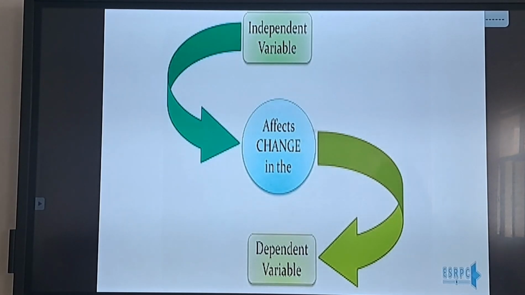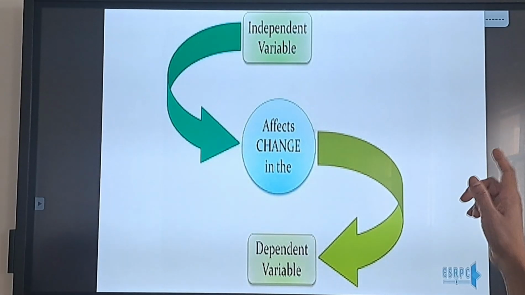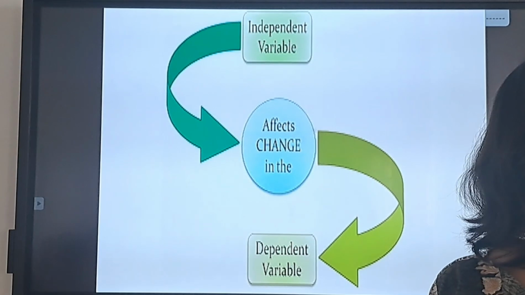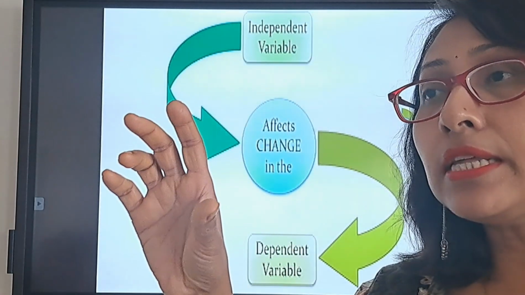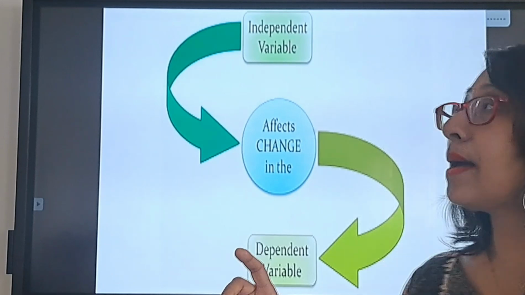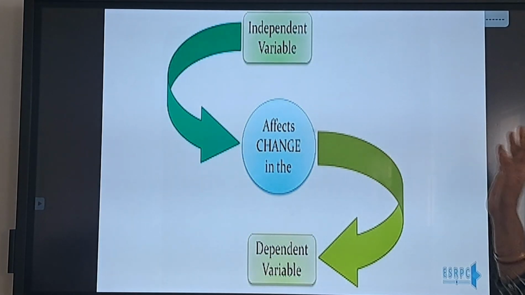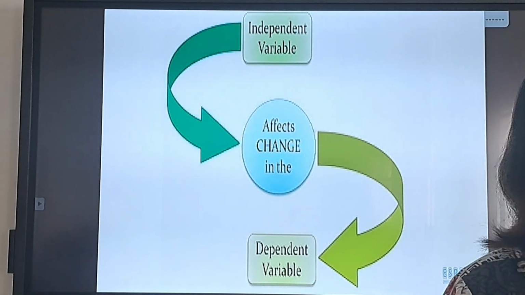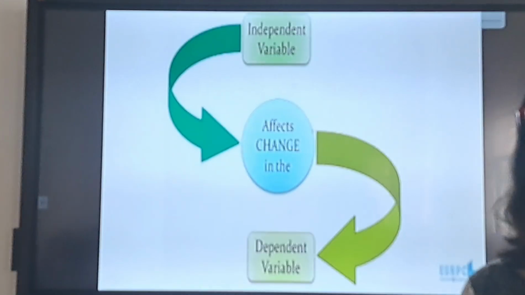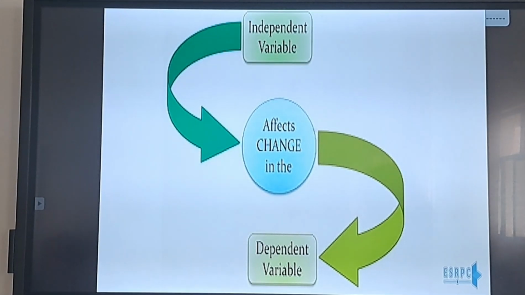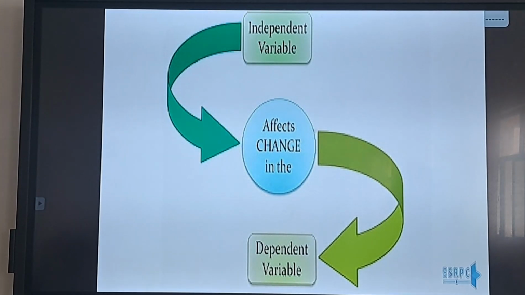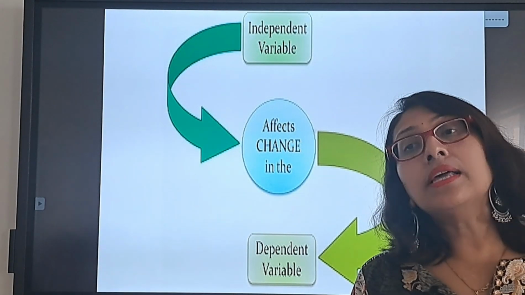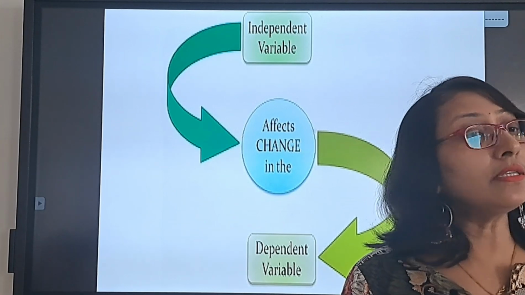Next is that it affects change in the independent variable and the dependent variable. So, you see, when you are administering the independent variable, what is happening? A change takes place. Where is the change taking place? In the dependent variable. It must get some change, otherwise you can't say that this is an independent variable. Whenever you are applying the independent variable, definitely it will have some changes, some impact on the dependent variable.